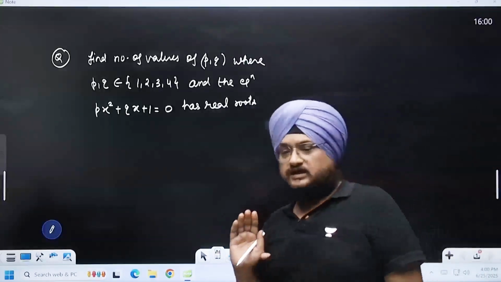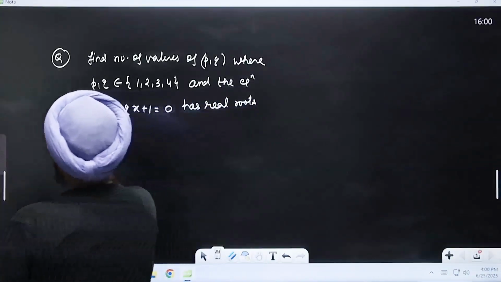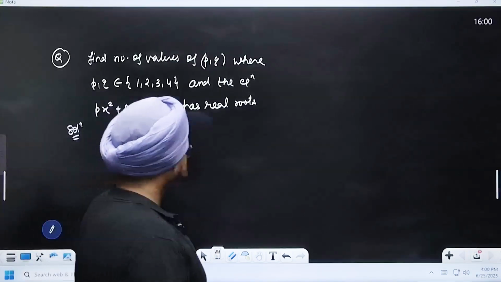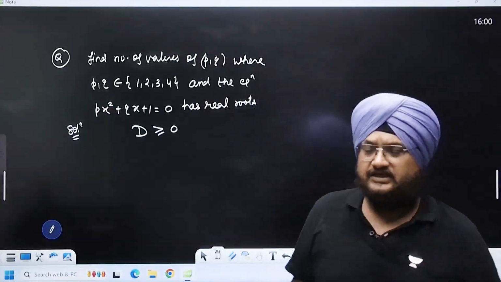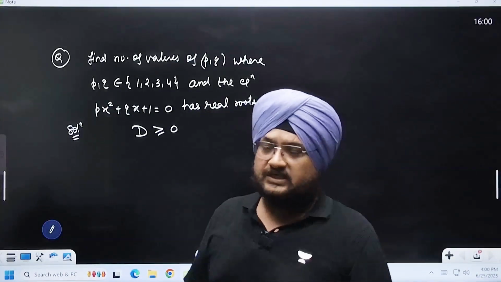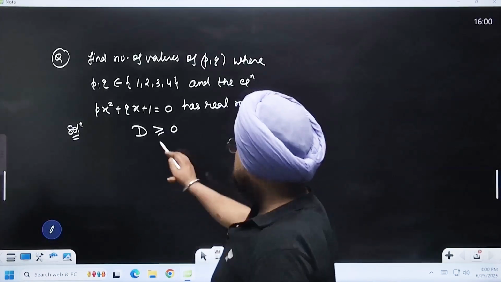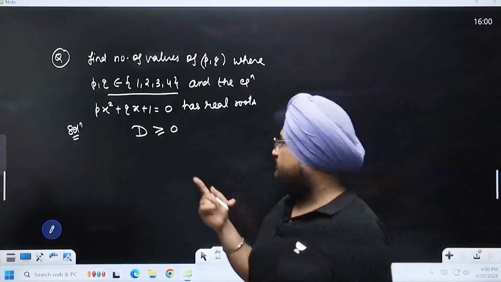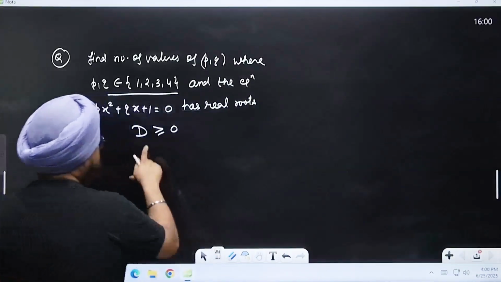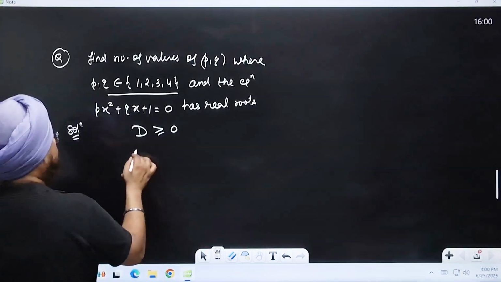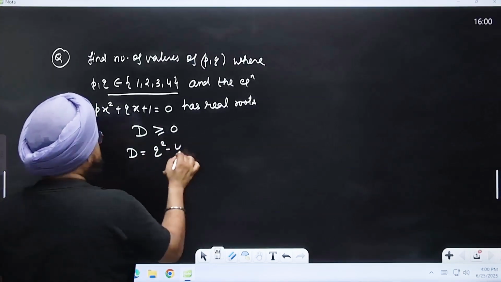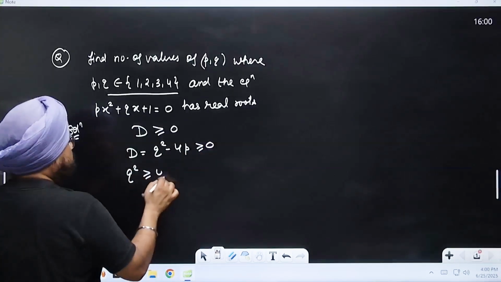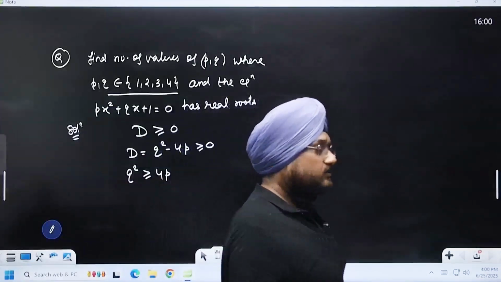So the equation is having real roots. From the basic condition of nature of roots, we can say that D must be greater than or equal to 0. Applying this condition, we will get a result in P and Q, and satisfying this relation, we have to find the number of values of PQ for which the roots are real, meaning D is greater than or equal to 0. So the discriminant is Q square minus 4P. This should be greater than or equal to 0. So Q square should be greater than or equal to 4P.